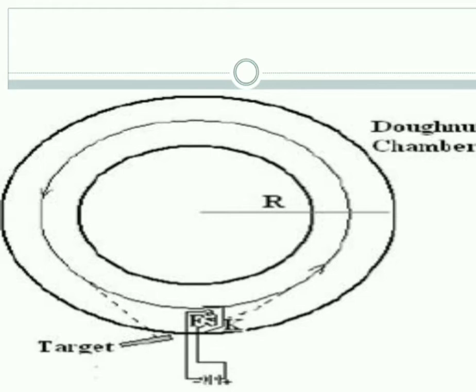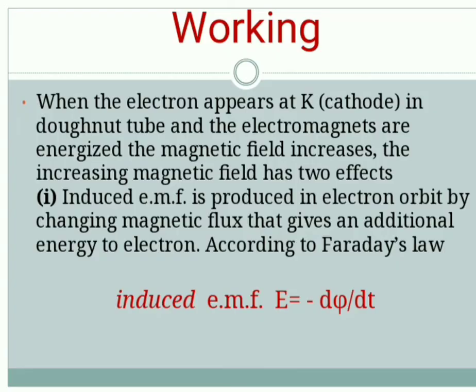When alternating current passes in the electromagnet, the flux increases in the center of the Doughnut. That is, flux gets concentrated at the center of the Doughnut chamber. Next, we are going to see the working of Betatron. When the electron appears at the cathode, that is K, in the Doughnut tube, and the electromagnet gets energized, it increases the magnetic field. Due to this, two effects will take place.